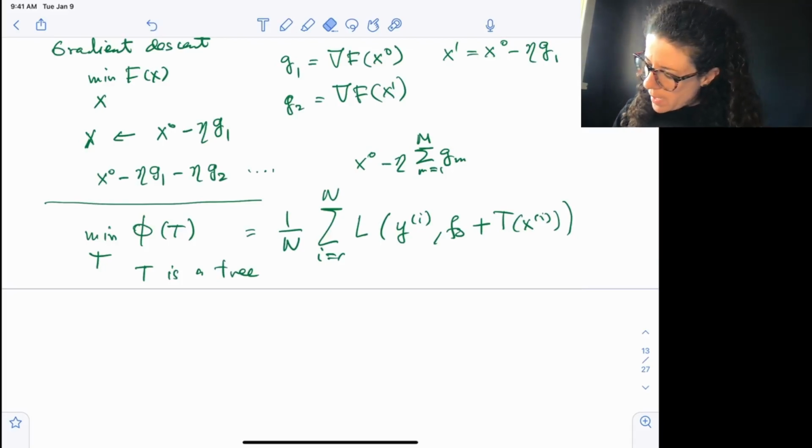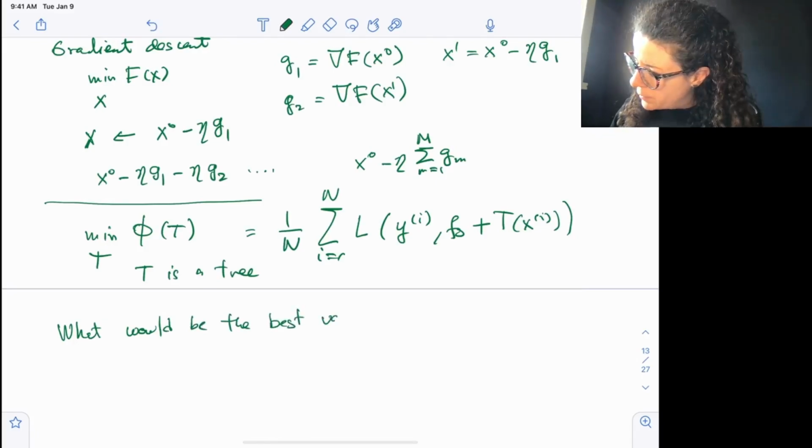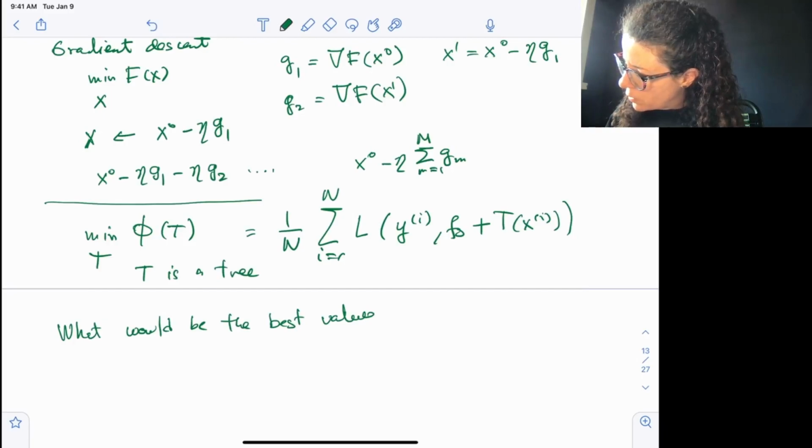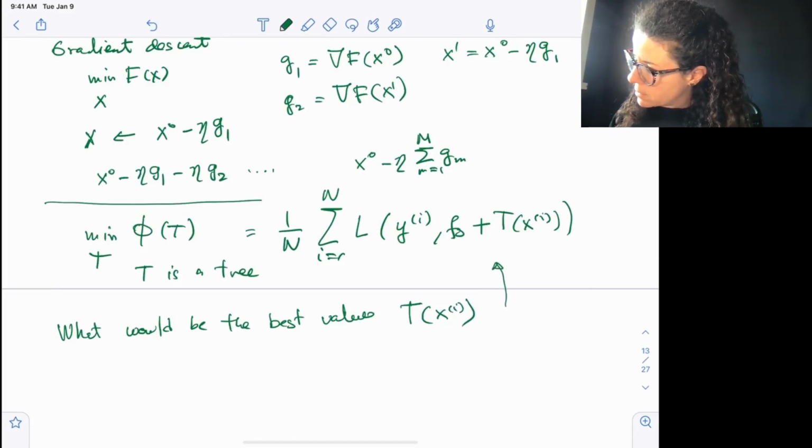The next question I have is, what would be the best value for t of xi such that it will minimize this function here?